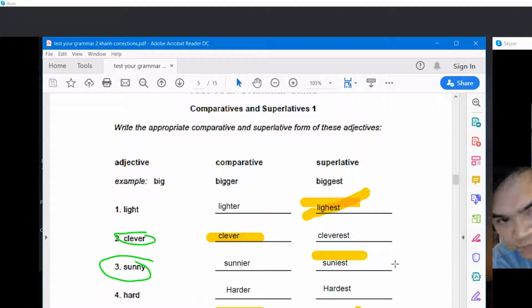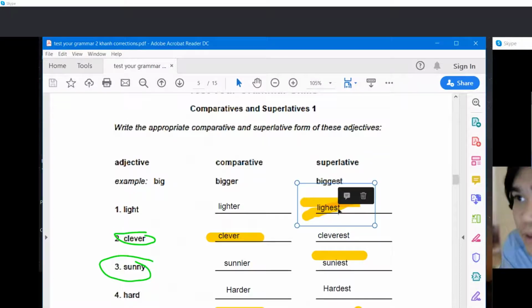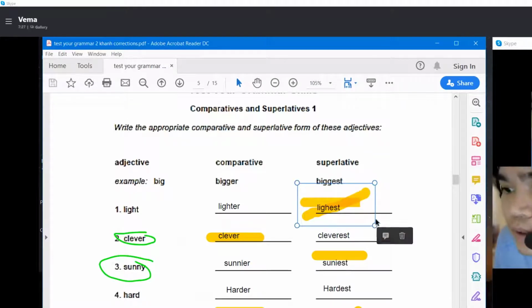Light, lighter. What happened with... I can't hear you anymore. Hello? Yes. So light, lighter. You remove the T for lightest. Oh, yeah. So be careful with the spelling, okay? Yeah, I can see it now.